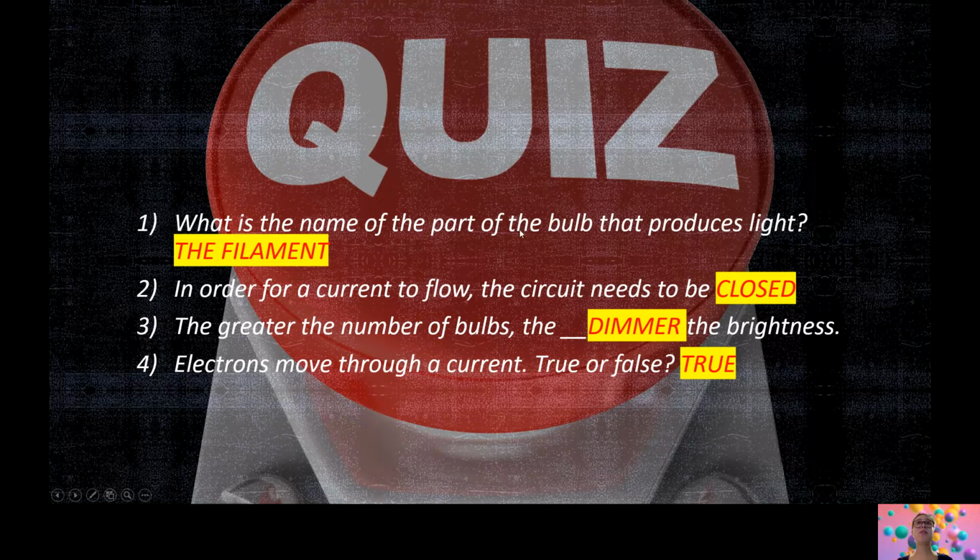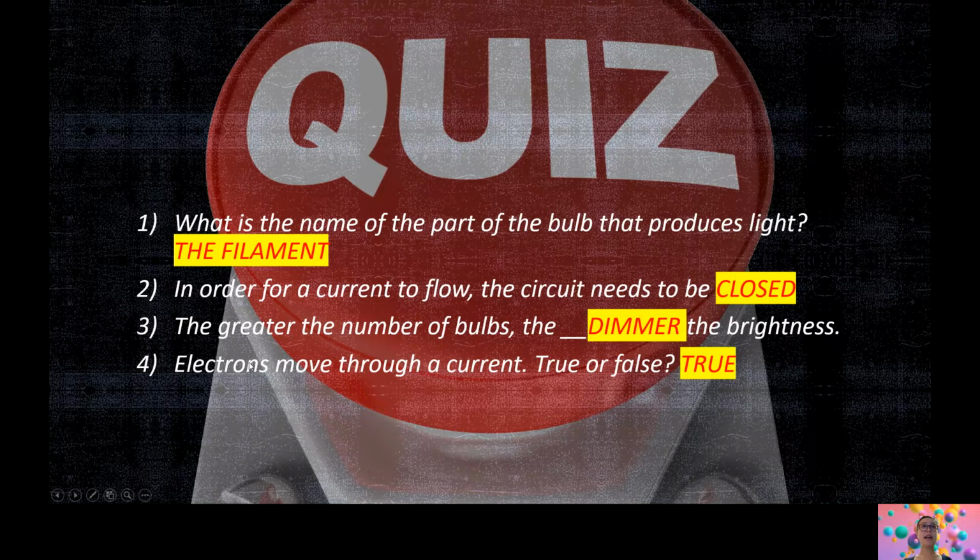Question 1, what is the name of the part of the bulb that produces light? That is the filament. Question 2, in order for a current to flow, the circuit needs to be closed. If you have an open circuit, the light bulb will not light up. Question 3, the greater the number of bulbs, the dimmer the brightness. Why? Because the more bulbs you have, the more current needs to be shared between a greater number of light bulbs, and therefore the light bulb will be dimmer. This is what we learned about last week.